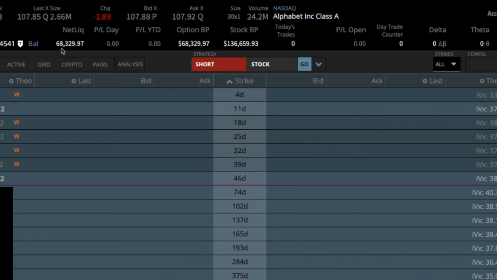Now, since this is a margin account, as you can see, my buying power for stocks is twice as much. So this is here $136,659. But what about the option buying power? Well, at first glance, it seems that I don't have any leverage when buying options, since the option buying power is exactly the same as the cash that I have in this account. But that is not true. Let's take a look at an example.